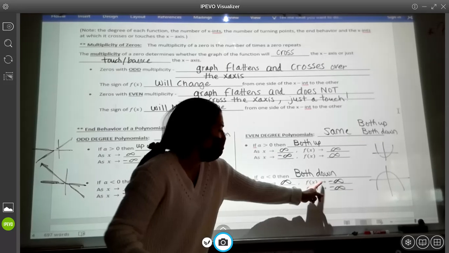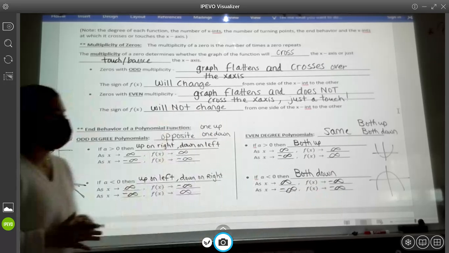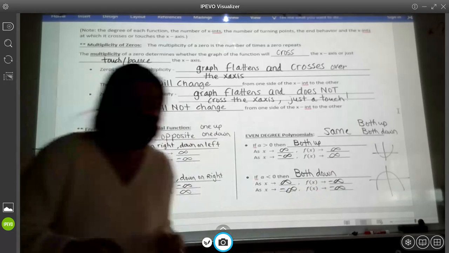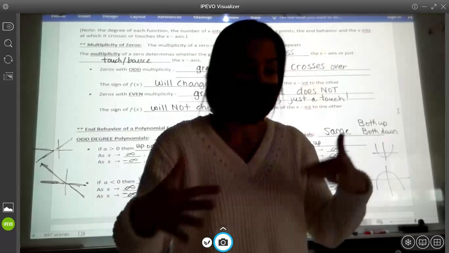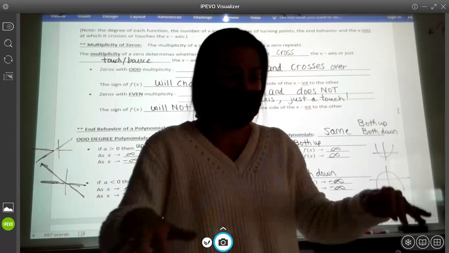So now that end behavior is always the same. Okay? All right, so guys, these are the rules that we're going to use to make graphing a polynomial function come together very quickly and very seamlessly.